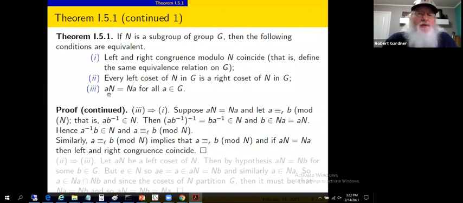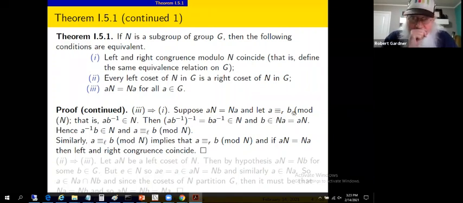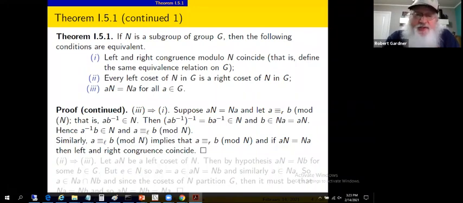Part 3 says left coset aN equals right coset Na. This holding for all a in group G, the big group in which all the action occurs, implies left and right congruence modulo N coincide. So suppose left and right cosets are equal, and let a be right congruent to b. Excuse me, I said all this stuff was computational. So here we go dealing with elements.